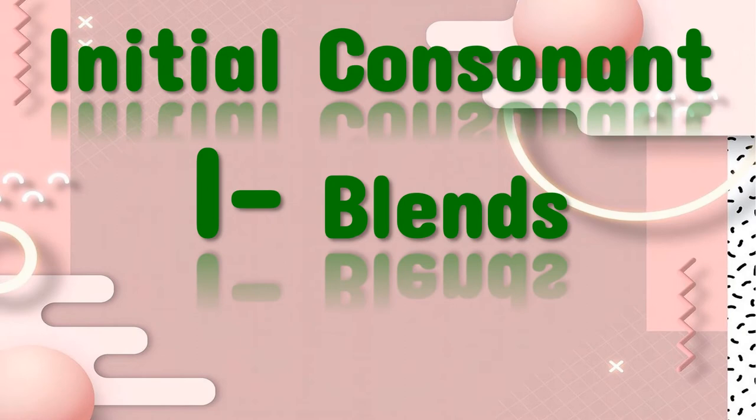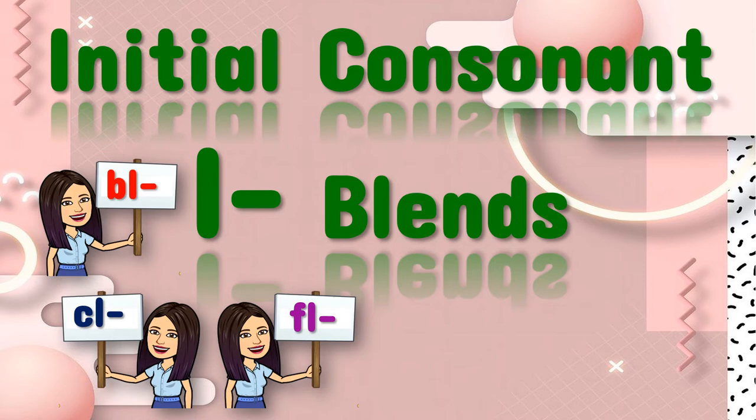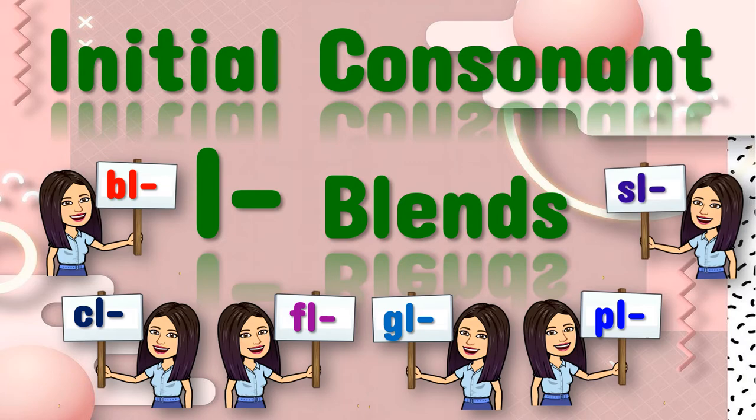Once again, these are the initial consonant L blends. BL, blue. CL, clue. FL, flu. GL, glue. PL, plus. SL, slow.